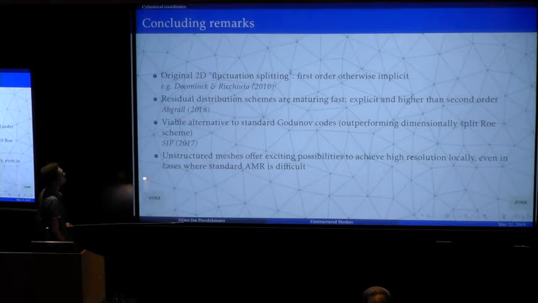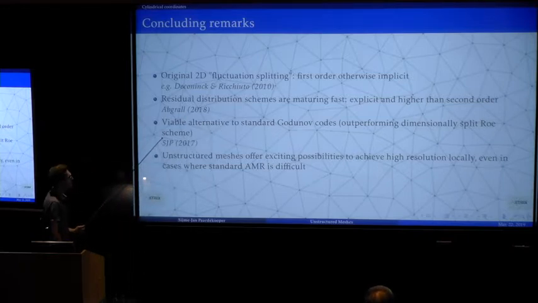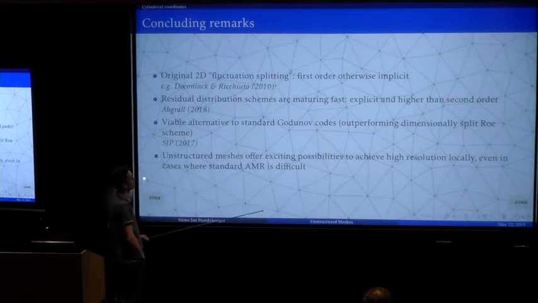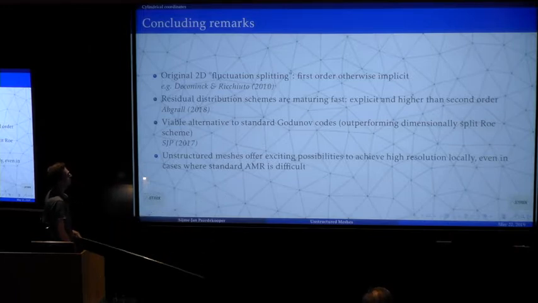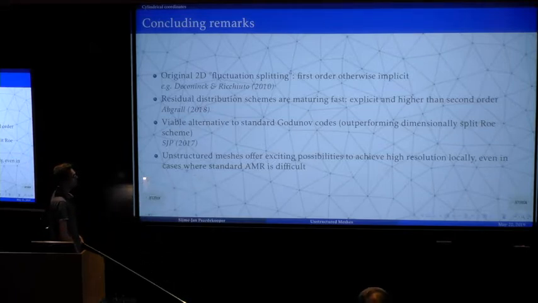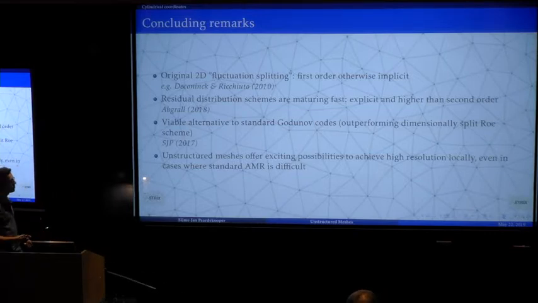But these schemes are maturing very fast. There are now explicit schemes, and higher than second order. This makes them a really viable alternative to standard Godunov codes. I've done various tests, and I've yet to come across a problem where a standard Godunov code will outperform this unstructured mesh code. I think these meshes offer exciting possibilities to achieve very high resolution, even in cases where standard AMR is very difficult.